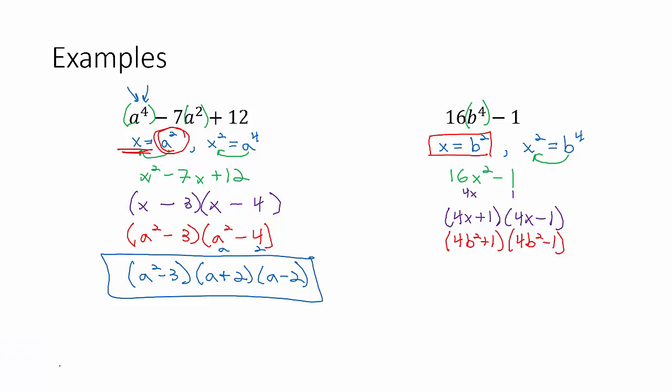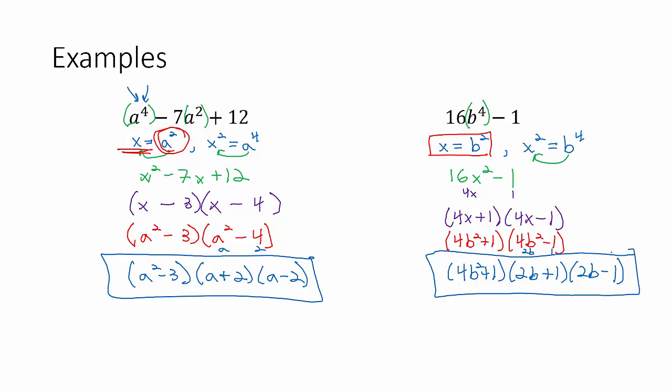Then to wrap it up, we make sure we can't factor these guys any further. 4b squared plus 1 is a sum of squares. Remember, a sum of squares does not factor anymore, so 4b squared plus 1 is all we have. But the subtraction does factor. That's a difference of squares again, with 2b and 1. So 2b plus 1, 2b minus 1. We have factored 16b to the fourth minus 1 down to 4b squared plus 1, 2b plus 1, 2b minus 1.